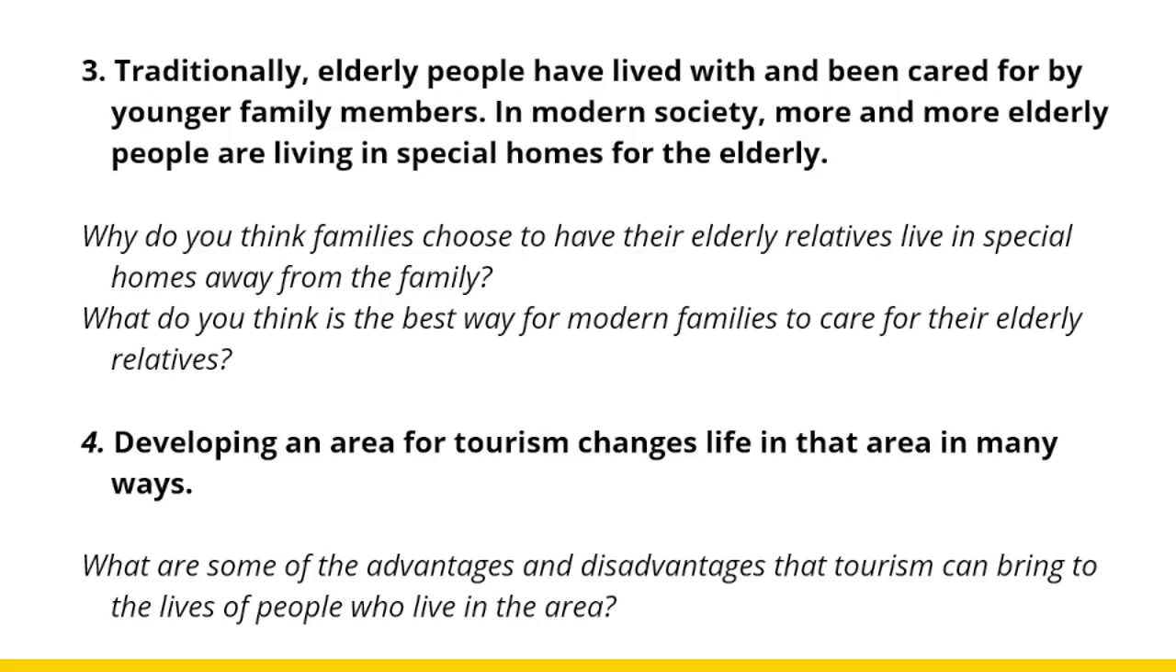So in this case, do you see, you have a topic. The topic explains that developing an area for tourism changes the life of people, right? But what they're asking you is to discuss 2 points, right? Advantages and disadvantages. So your body paragraphs have to be about advantages and disadvantages of tourism and how it impacts on people's life.